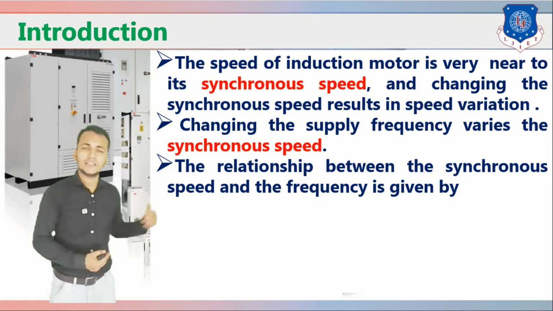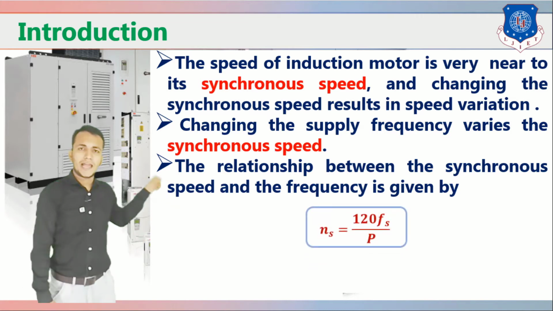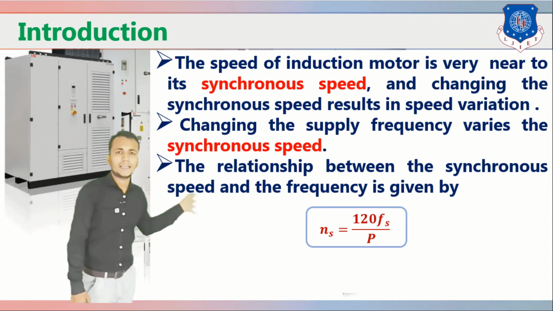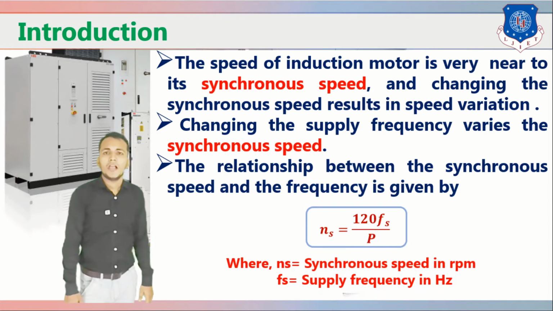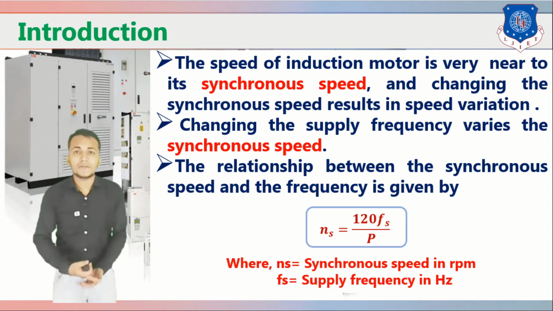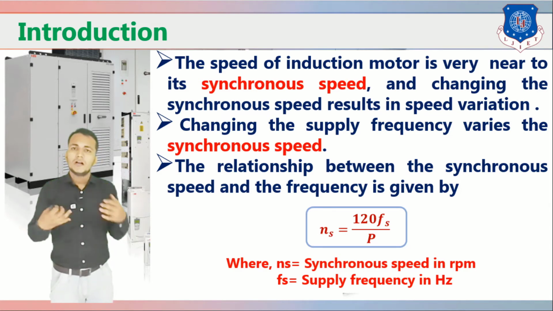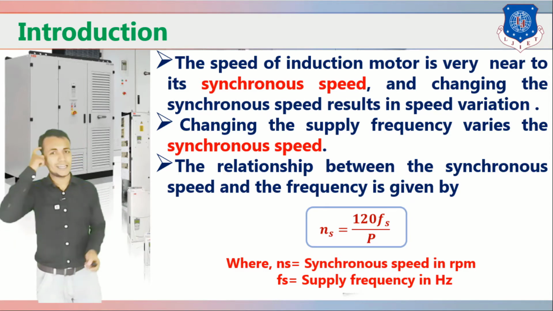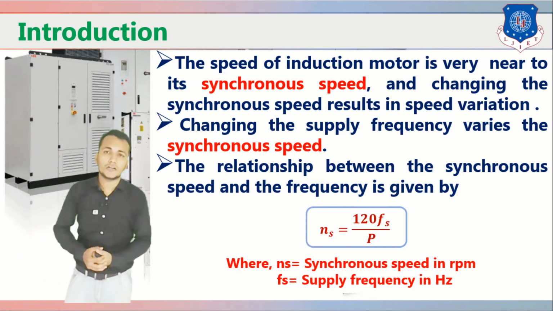If we look at the relation between synchronous speed and frequency, the relationship is Ns is equal to 120 f divided by P. In this equation, Ns is the synchronous speed in rpm, and fs is the supply frequency. So if we vary the supply frequency, the synchronous speed varies, and since synchronous speed is related to the induction motor speed, we can vary the motor speed.